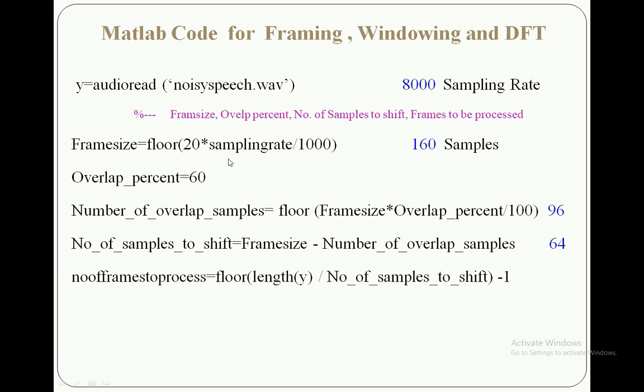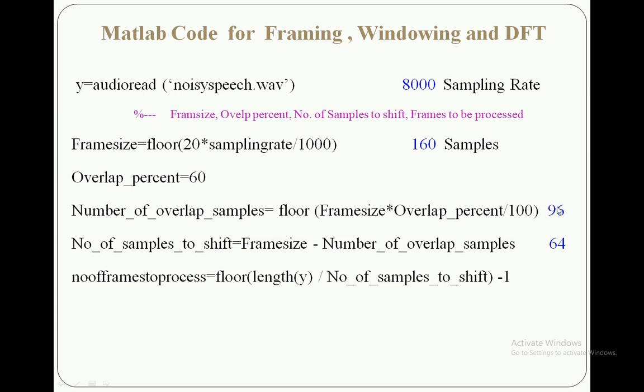I am also considering an overlap percentage of 60 here. You may put 75, or you may put 50 also, but the literature survey suggests that 50 to 75 will be sufficient. 60% overlap means, out of this 160, how do we get the 60% overlap samples? That is equal to 160 into 60 by 100, which is the number of overlap samples. That is 96 we got. So the total number of overlap samples is 96.